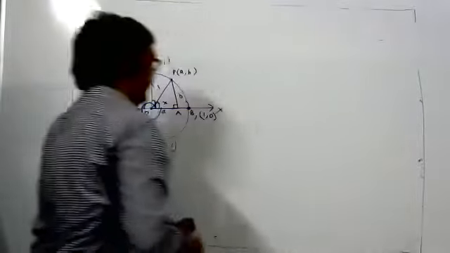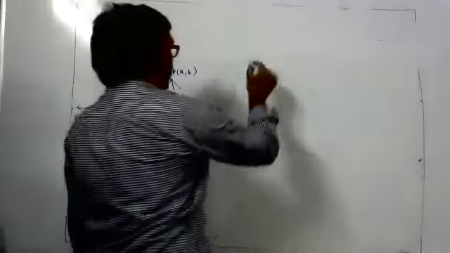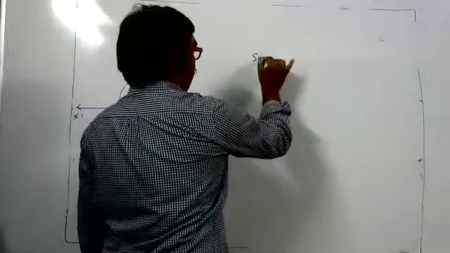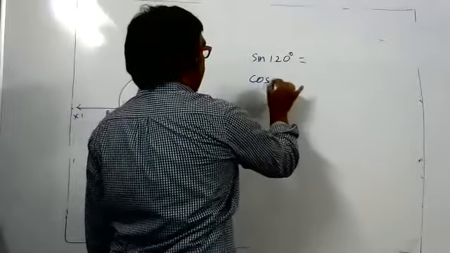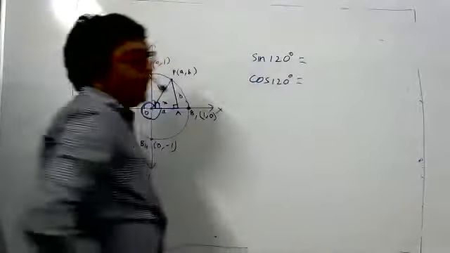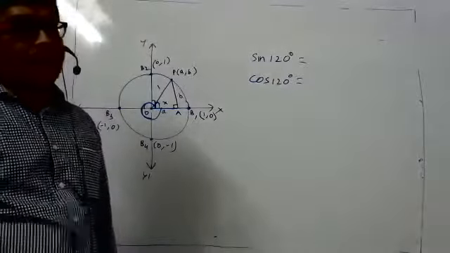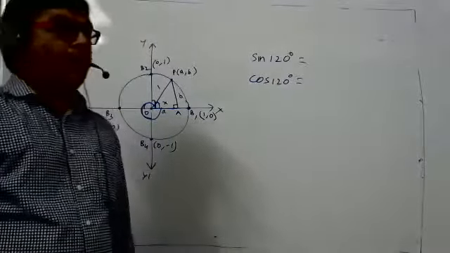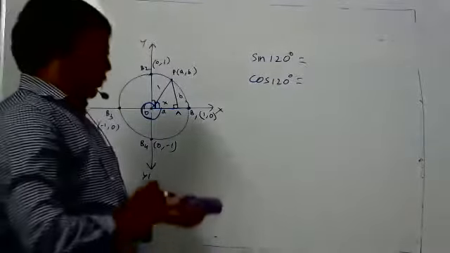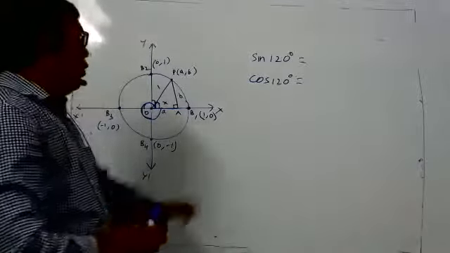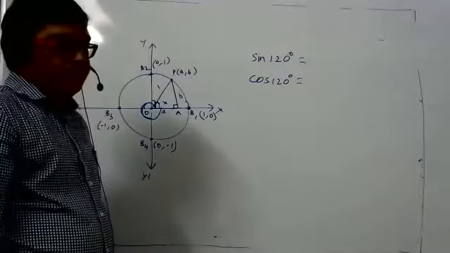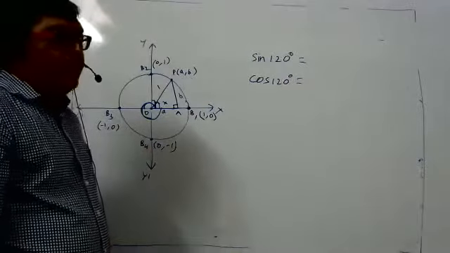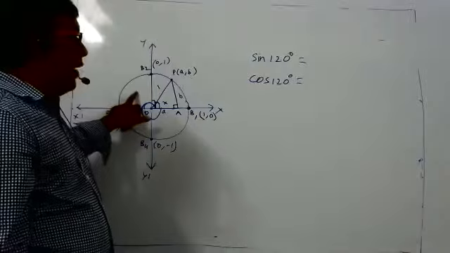Suppose I say sine 120 degree, cos 120 degree. What is the answer? Sine 120 degrees how much? Cos 120 degrees how much? Suppose I don't know now. But student, 120 degree angle lies in which quadrant? The terminal side. Second quadrant. Second quadrant. So what happened?